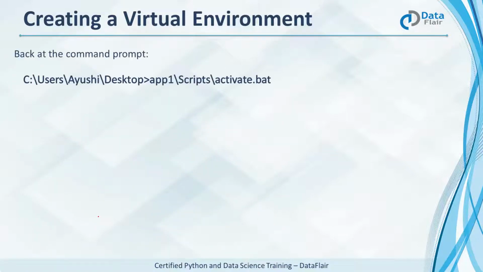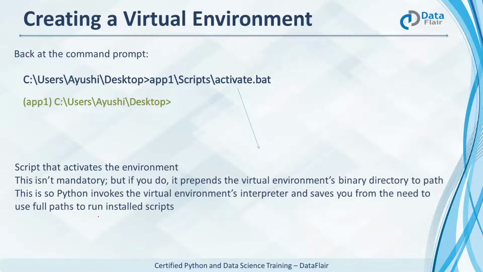Okay, so back to the command prompt. This command executes the bat file and then we get this prompt. Activate.bat is the script that activates this virtual environment. You can do without this, but if you do it, it adds this environment's binary directory to the path. This tells it where to find a script when it needs to run it, so you don't need to use full paths.